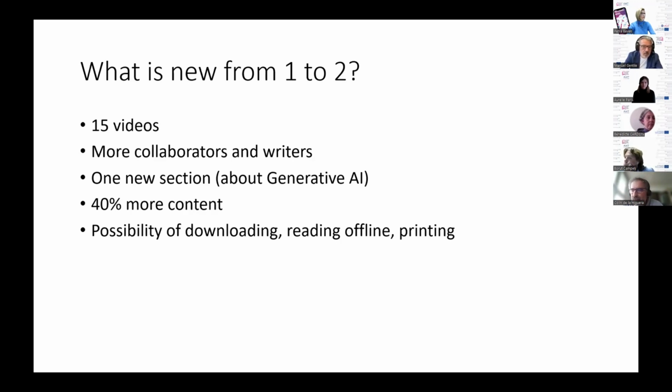We also had a number of collaborators, and I'm seeing Manuel here, but I know that there's other people around who have collaborated. Bastien is in the room somewhere. So we've had other collaborators writing individual chapters in this textbook. And of course, we did one whole entire new section just on generative AI. Basically, that means 40% extra content from version 1 to version 2. And this was an important ask by people from version 1. We made sure that it would be downloadable, that people could read offline and could print it.